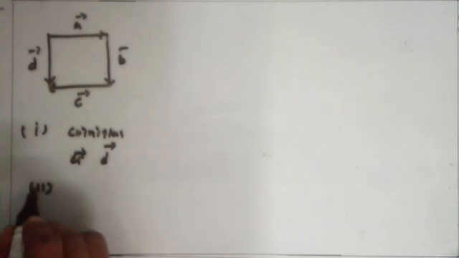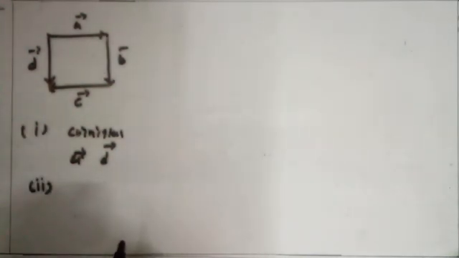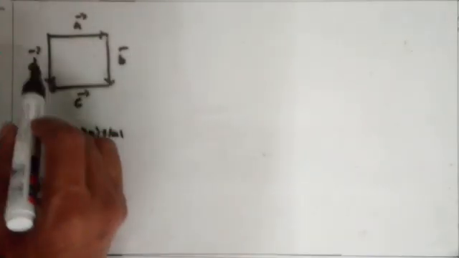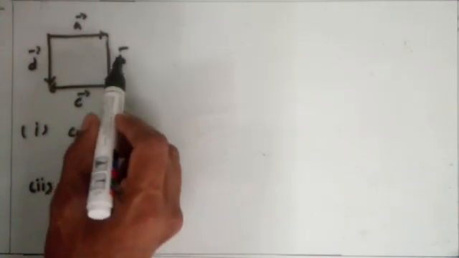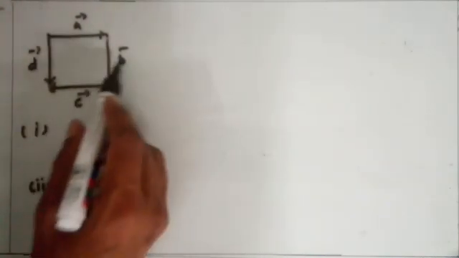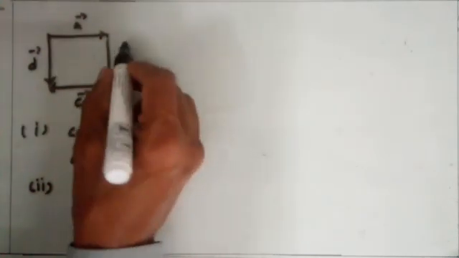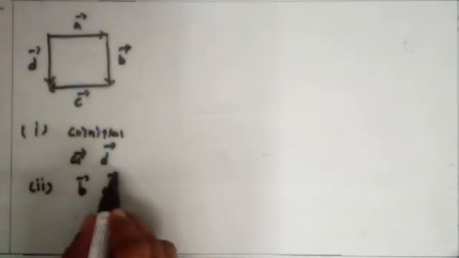Number 2, equal vectors. If two vectors have the same direction and the same magnitude, then these two vectors are said to be equal vectors. Here we find this from the given figure. Vectors B and D have the same direction and equal magnitude, so B and D are equal vectors.